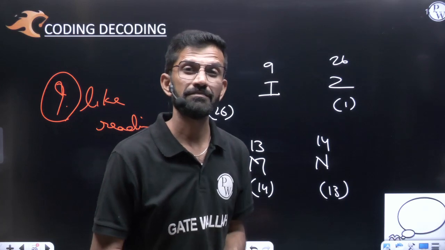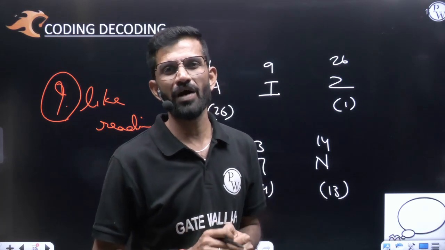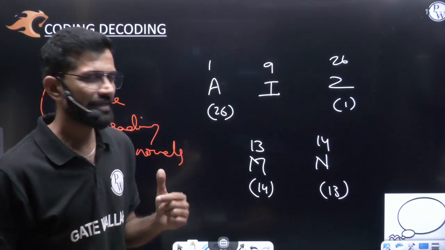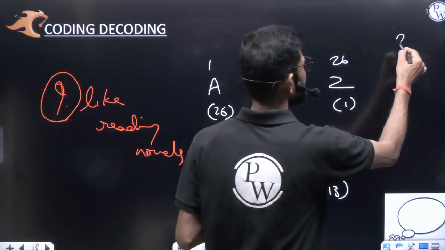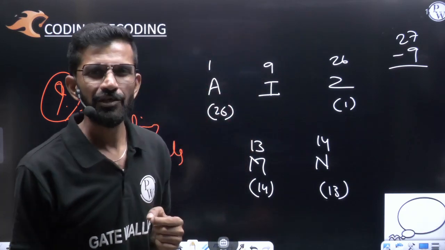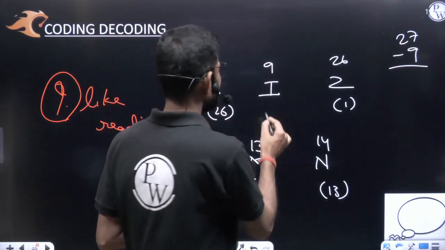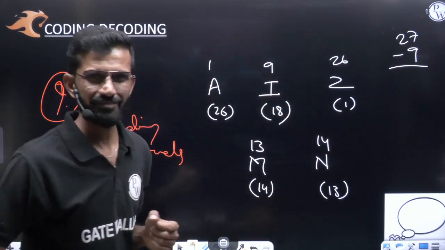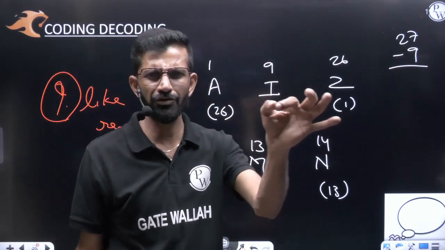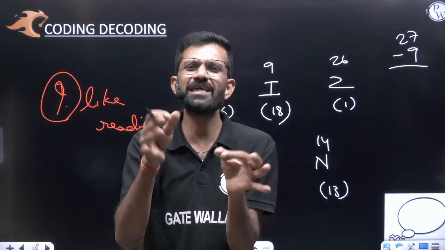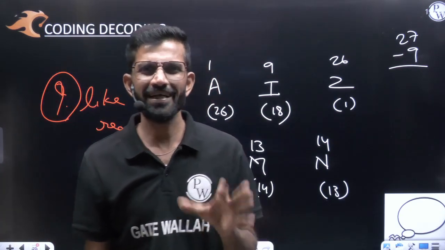In reverse, if you have to find, if you have attended the ranking topic, it is very simple. From 27, subtract this 9. 27 minus 9, how much you will get? You will be getting 18. So I can say I is the 18th alphabet in reverse. Any alphabet, if you know from the starting the position, from the last you want to know the position, from 27 you subtract it. Okay, you will get it.